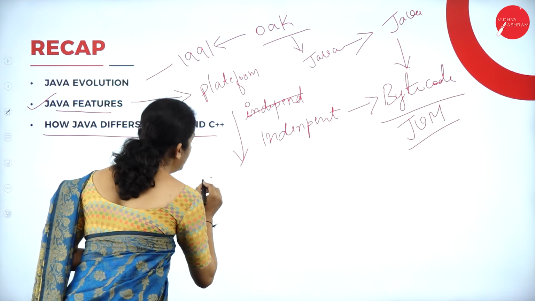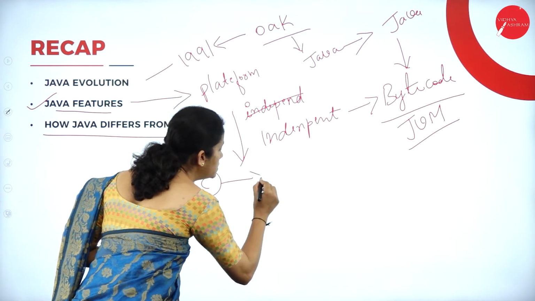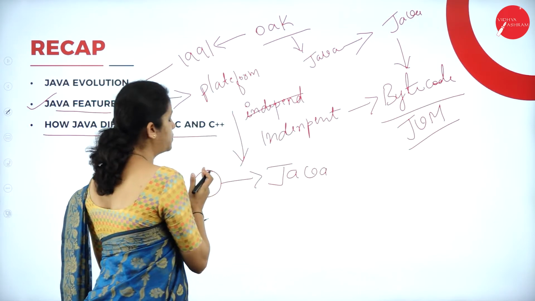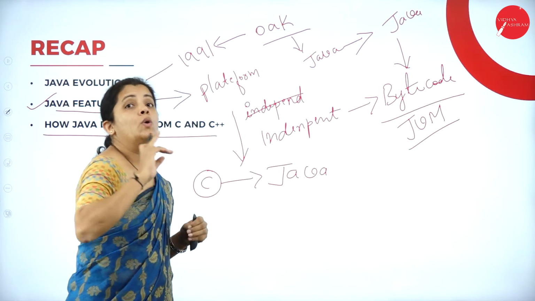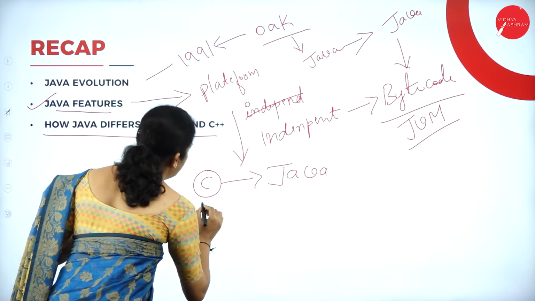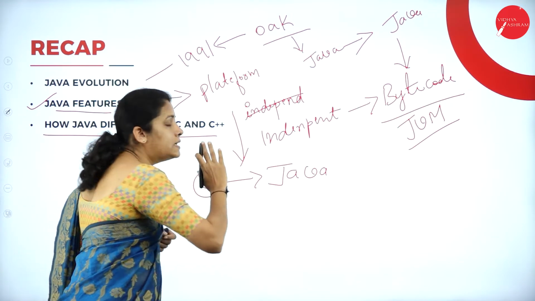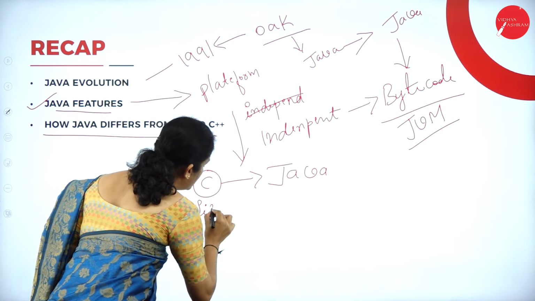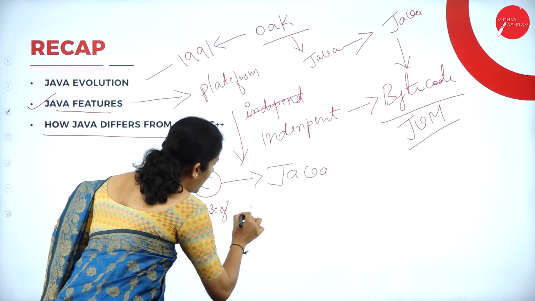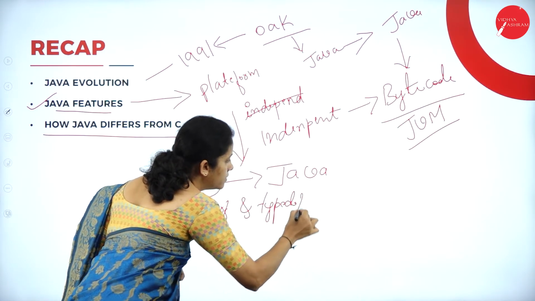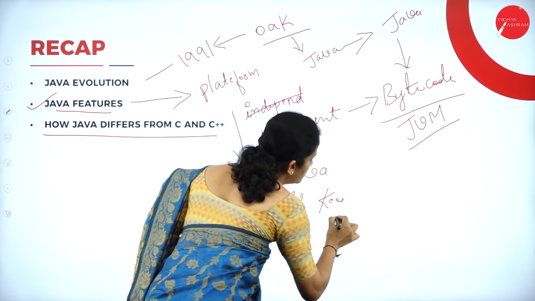So at the beginning we learned how Java programs are different from C programs. So what is the first difference? We learned that Java does not have sizeof and typedef keywords.